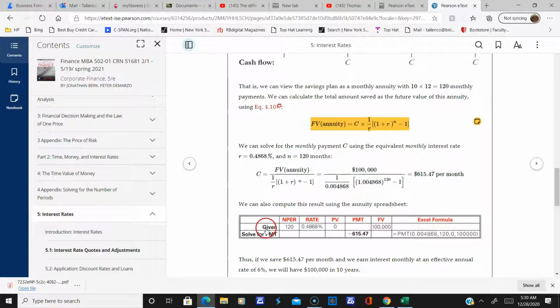So they show you how you could do this in Microsoft Excel. And I'm going to possibly try to do that right now if I can get this to work right. So 120, 0.4868, present value is 0, and you solve for, there's a payment function in Microsoft Excel, and here's the future value. Let me see if I can bring that up.